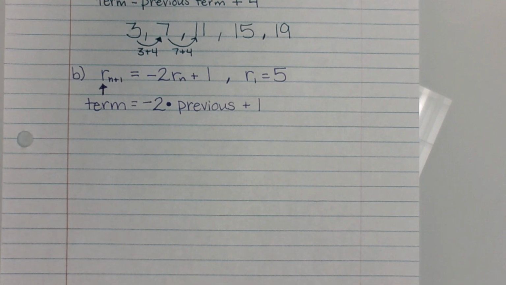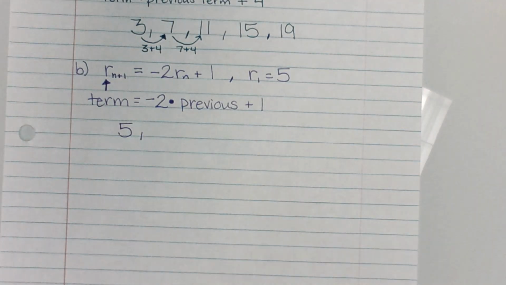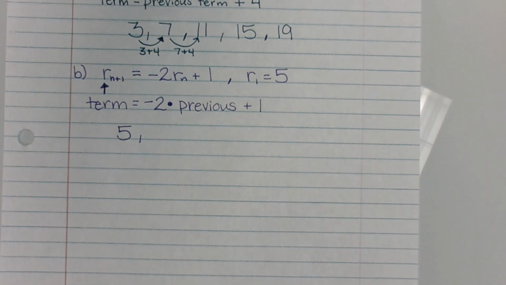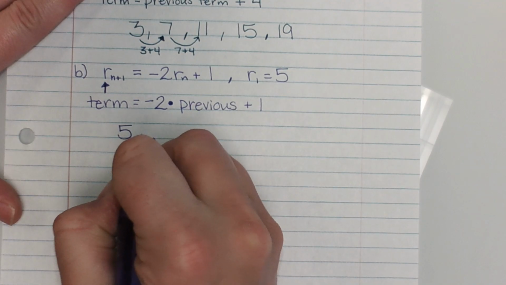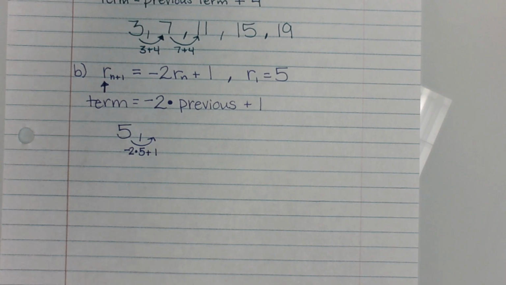Miriam, where should I start this list of the first 5 terms? 5. I gave you r sub 1. We start there. First number in the list is 5. Danielle, how do I find the next number in the list? Multiply by -2 and then add 1. -2 times 5 plus 1. Aubrey, what do we get? -9. Beautiful.